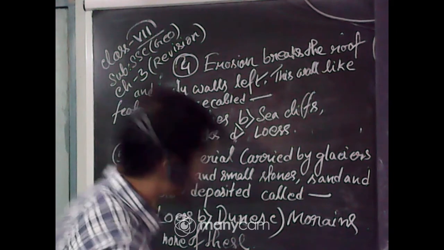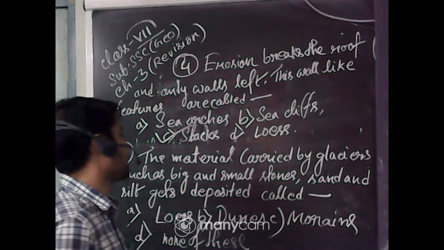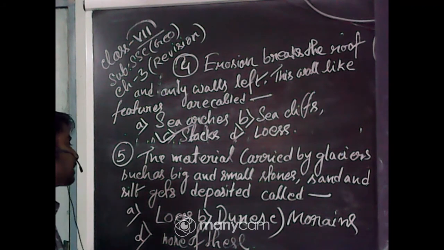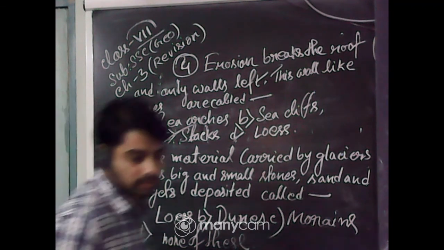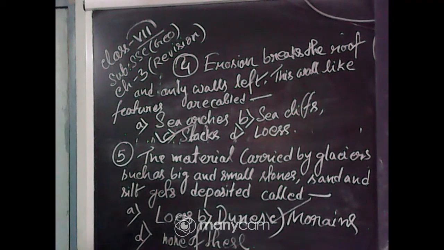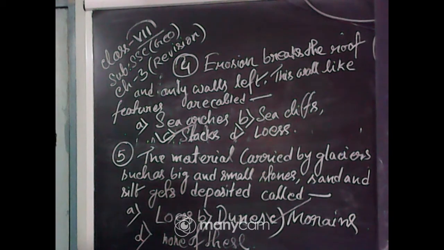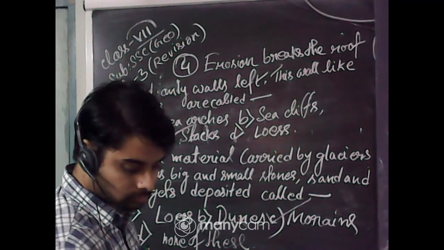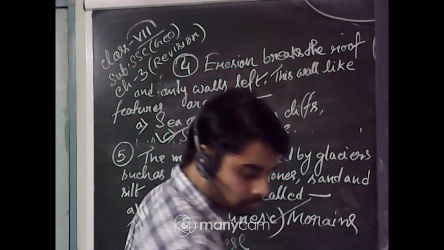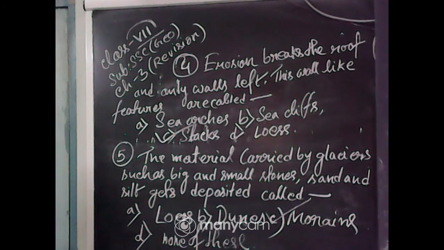Okay, already mentioned by the students, they said it is the glacial moraines, that the material carried by glaciers such as big and small stone, sand and silt get deposited, called moraines. So very good, it is the moraines, option number C, absolutely correct. Okay, so next one.